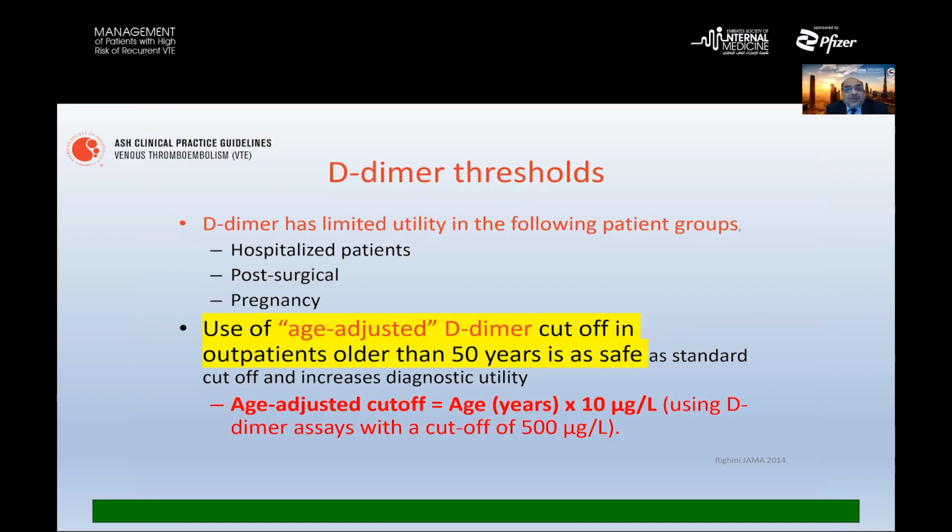Again, what should be the threshold of D-dimer? Up until a few years ago, we were all using the fixed D-dimer of 500 micrograms as a cutoff point, but now it has changed. We are looking into the age-adjusted D-dimer cutoff, which is age times 10 micrograms per liter. So if someone is 70 years old, 70 times 10, 750 will be the cutoff for him, not 500. So mostly now patients above 50 are moving to the age-adjusted D-dimer cutoff to reduce exposure to CTs and angiograms.